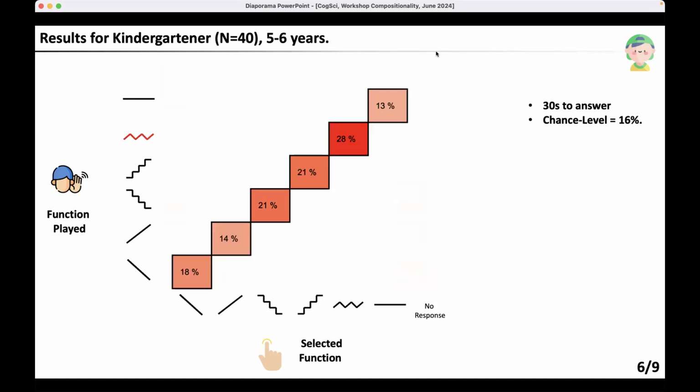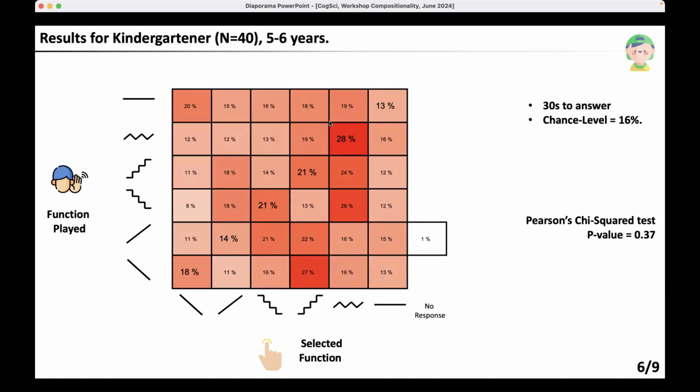And as you can see already on the diagonal, the kids are not really good at this task. They are close to the chance level, and actually only one of the functions that have been played has performance above the chance level. And it's actually not really great, because they are more willing to choose the zigzag pattern, whatever the function that has been played. And if we perform a chi-square test on this matrix, we don't see anything significant. So in short, kids at this age are not able to do the task, so they're not able to extract the mathematical function from the melody and to match it to the corresponding graph.